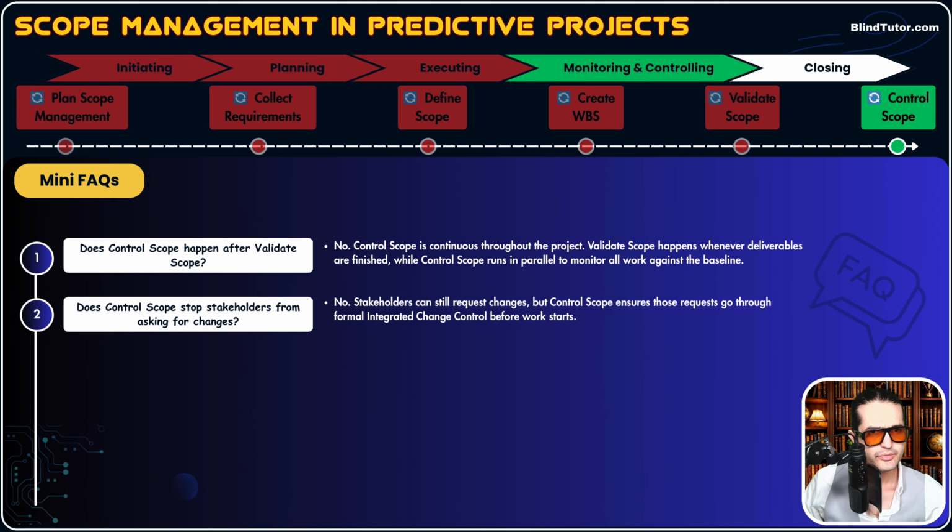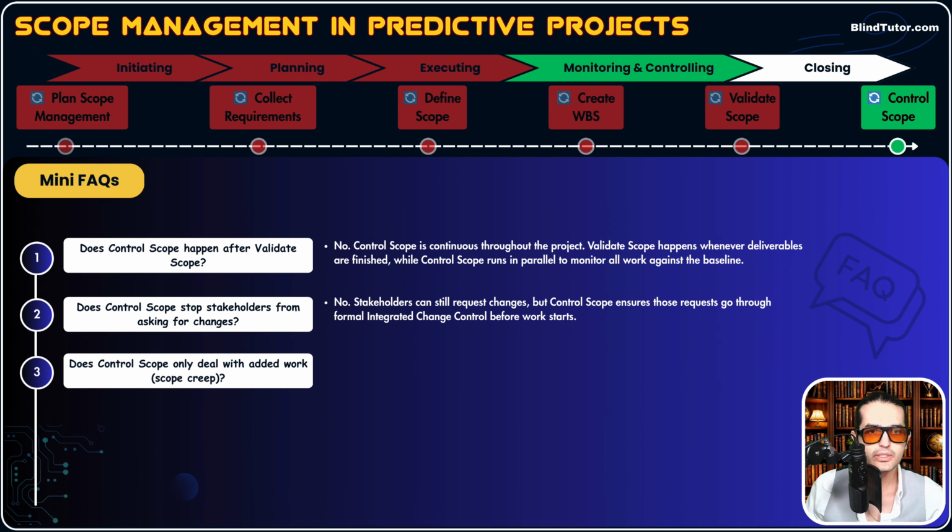Question number 3, does control scope only deal with added work? I mean, scope creep? No, guys. It deals with both extra work, scope creep, and missing work, which is deliverables not being built as agreed, okay?